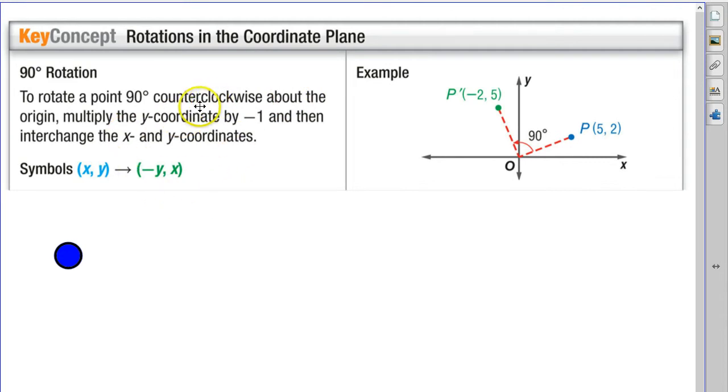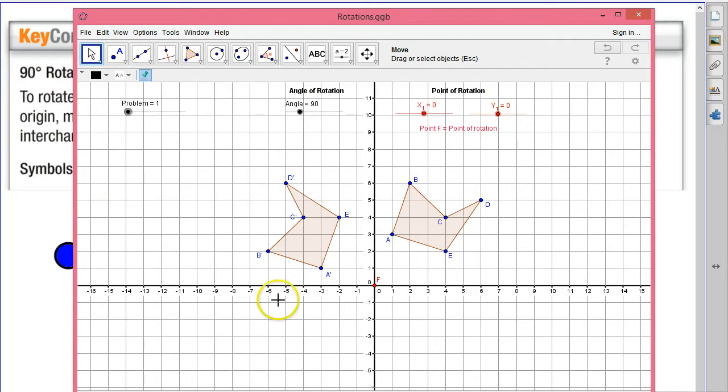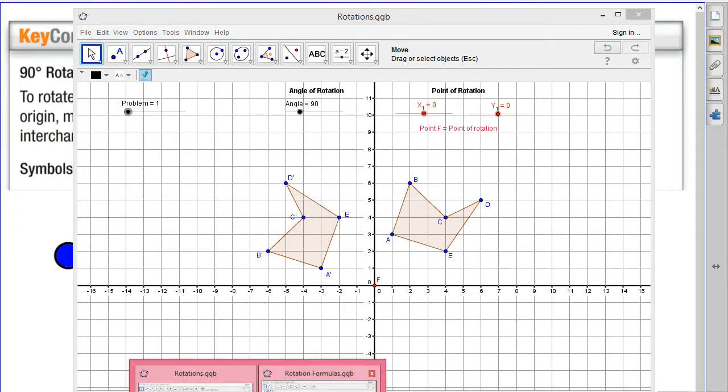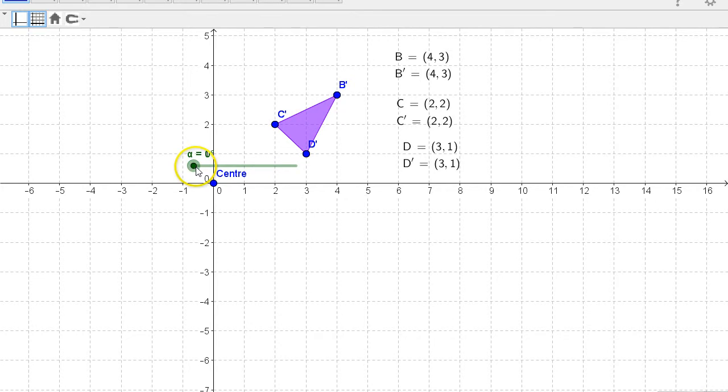The directions are: to rotate a point 90 degrees counterclockwise about the origin, multiply the y coordinate by -1, and then interchange the x and y coordinates. Interchange is just a fancy word for switch. Notice we had (5, 2), they changed the 2 to -2, and they switched the order: (-2, 5). I've got a little drawing here to show you that. Right now this point is at 0 degrees, isn't rotated at all, and the points are all exactly the same.